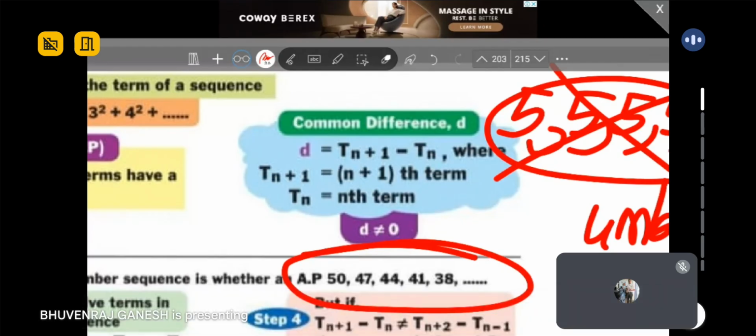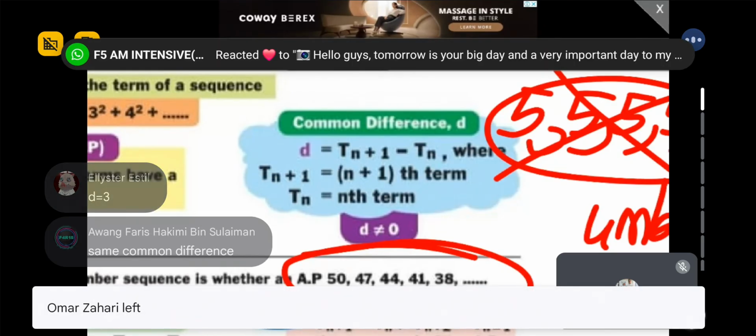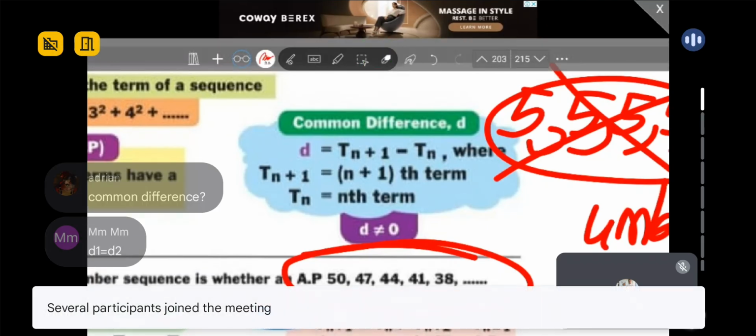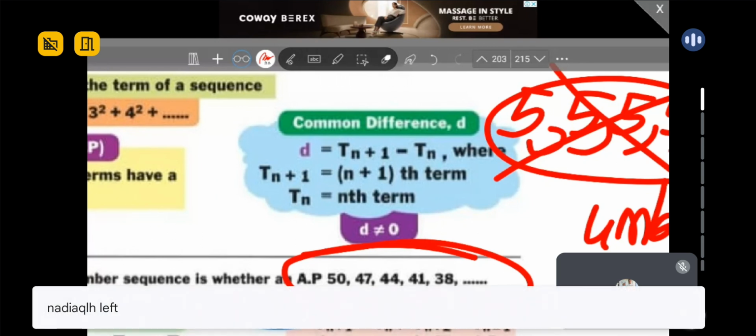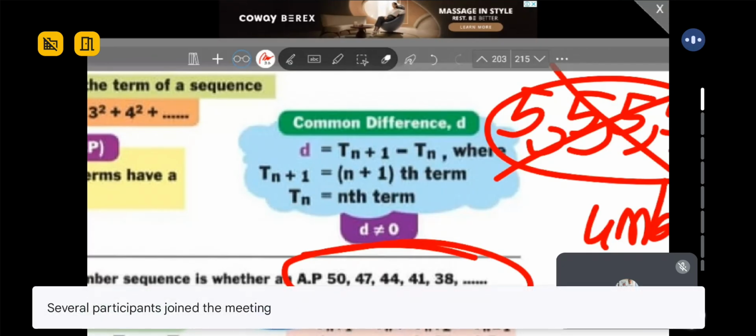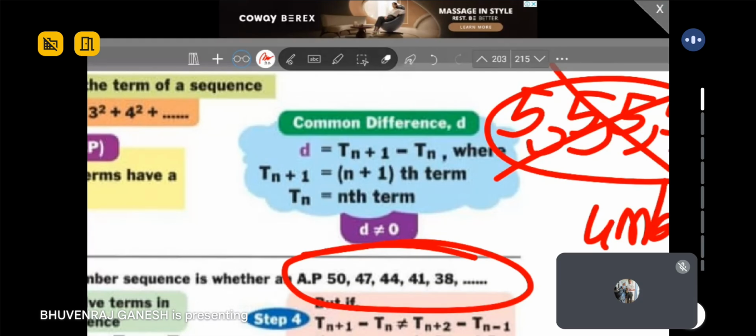I want to see how you give your reason. Sebab tu penting. Very good. Common difference. Very good. Yes. Guys, jangan kata sama pola tau. Don't say same pattern or same sequence. Don't say like that. You must mention the word common difference. Kena sebut perkataan beza sepunya dalam jawapan. Then only you know that this belongs to arithmetic progression.